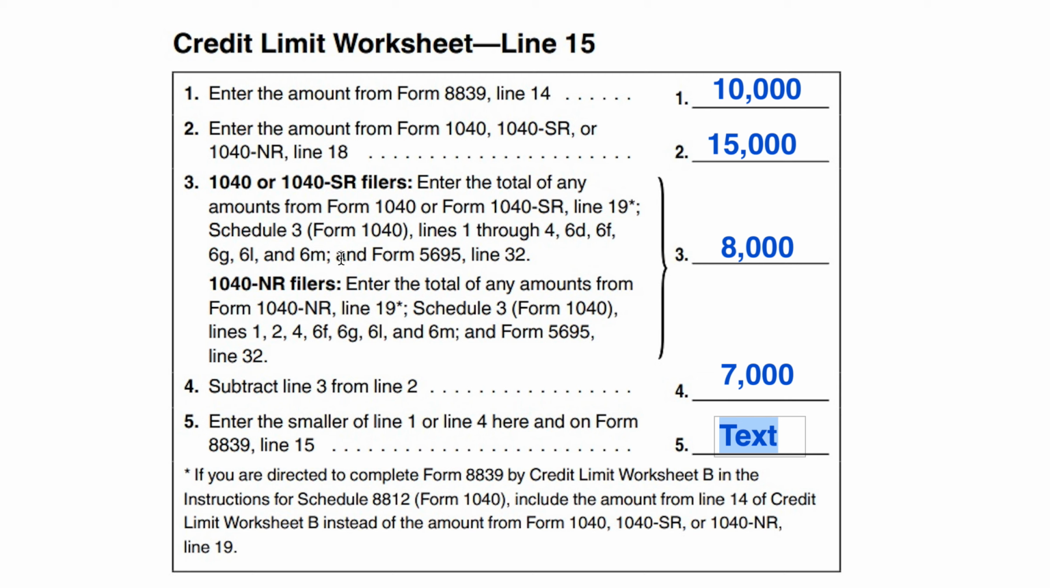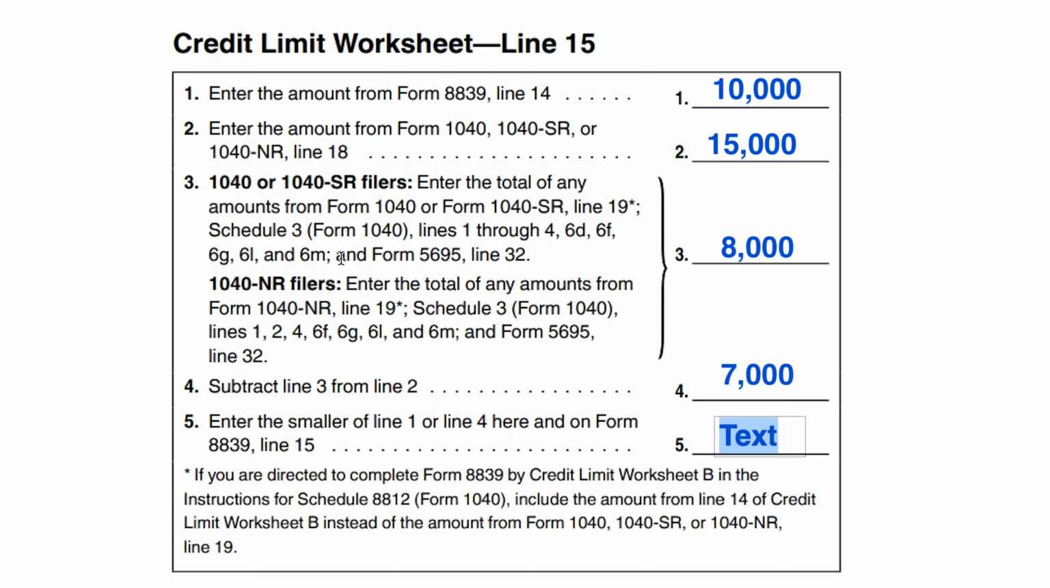Line 3 is the education credits, both the American Opportunity Tax Credit and the Lifetime Learning Credit, calculated on IRS Form 8863. Line 4 is the Retirement Savings Credit, calculated on IRS Form 8880. Line 6D is the credit for elderly or disabled taxpayers. That's on Schedule R. 6F is the clean vehicle credit on IRS Form 8936. Line 6G is the mortgage interest credit from IRS Form 8396.